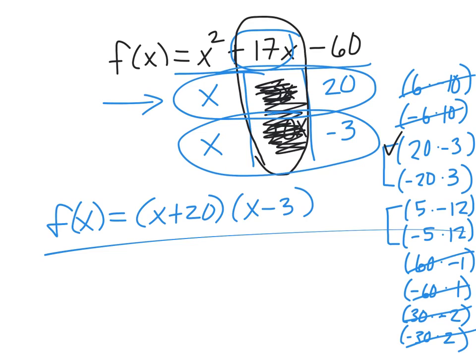Now, if I go through the other ones, you're going to notice that these are not going to work with each other. They're not going to be correct solutions. But feel free to try them all out, and you'll see that the only one that actually adds up to 17 is the one that we tried, the 20 times negative 3. All right, let's try one last one.